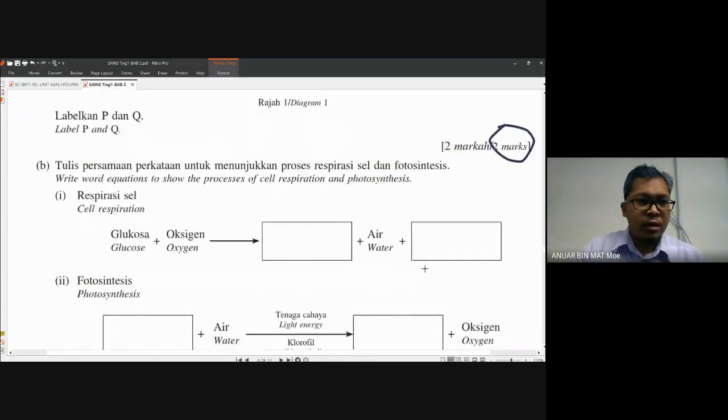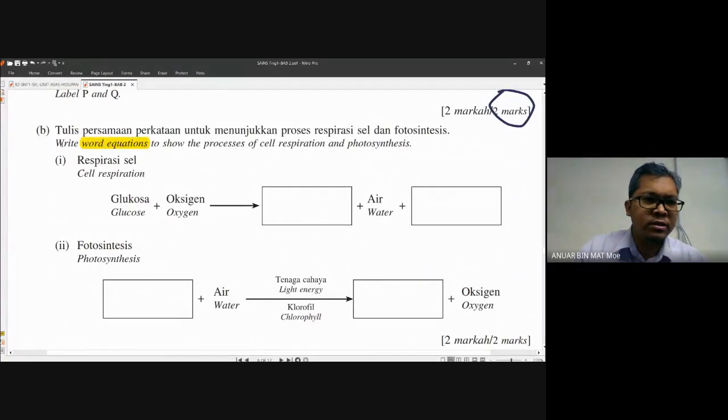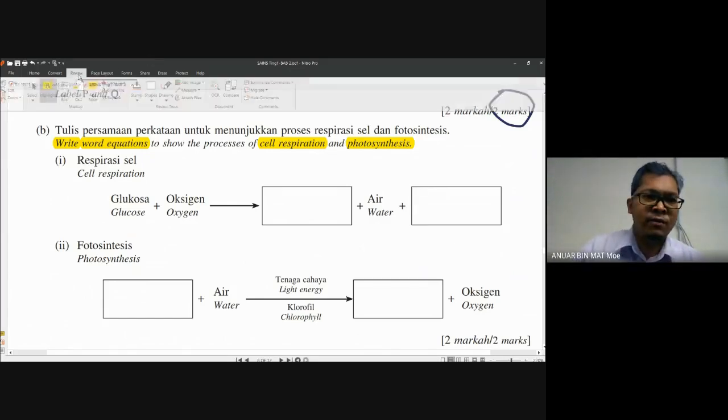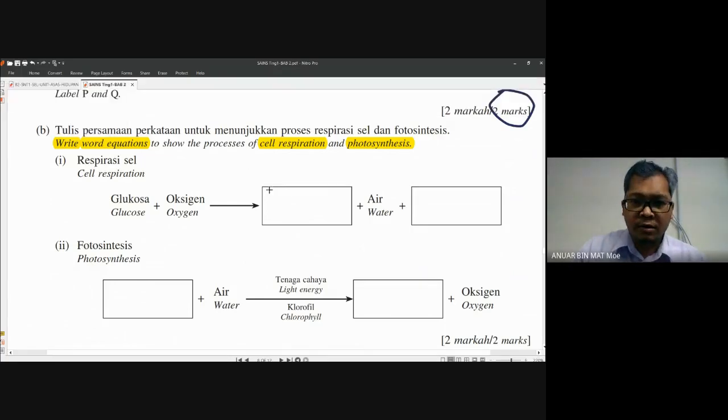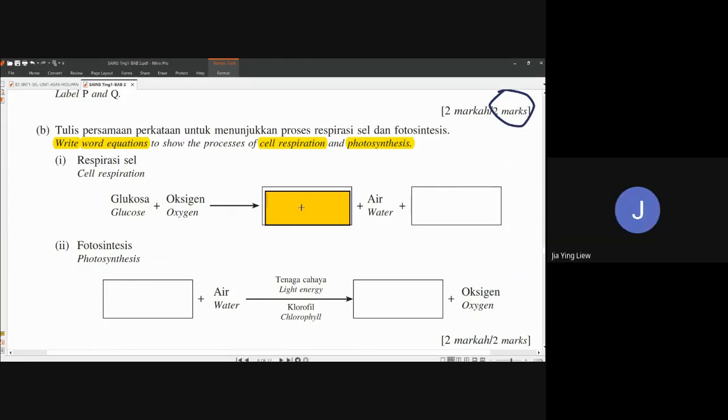Okay, next one. Question 1B. Just write what we call the word equation. Still remember this? What process? Cell respiration and photosynthesis. Very easy, this one. No need to give you the answer options. I think you can remember this easily, right? So, cell respiration. We need glucose and we need oxygen and then turn into what? Very easy one. Carbon dioxide.